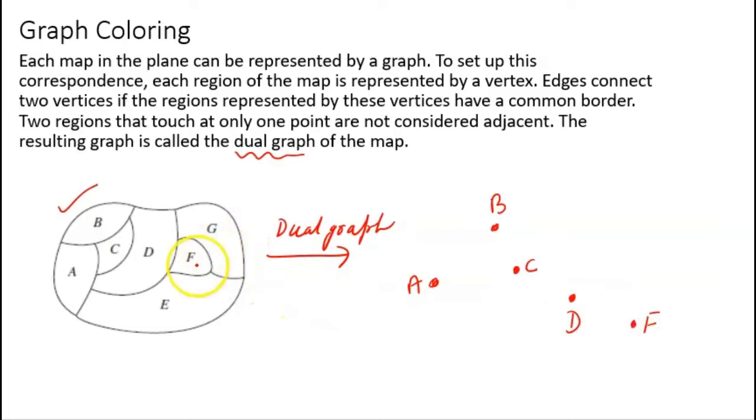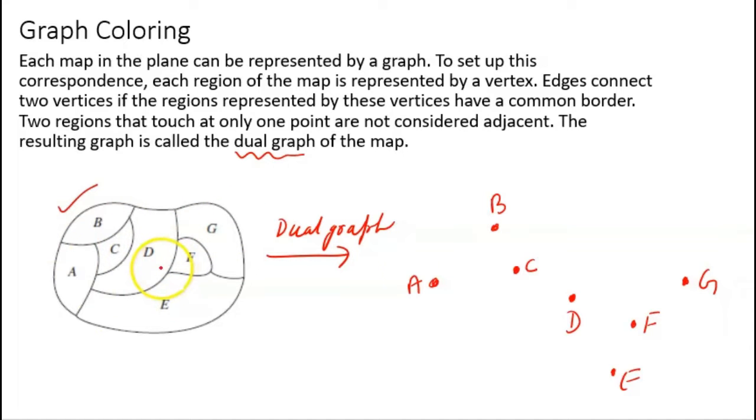And we have E, so let us take E over here. And we also have G, so let us take G over here. One thing you might have noted is that when I am taking the vertices, we are placing them in such a way that it somehow corresponds to the placement of the regions in the original map.